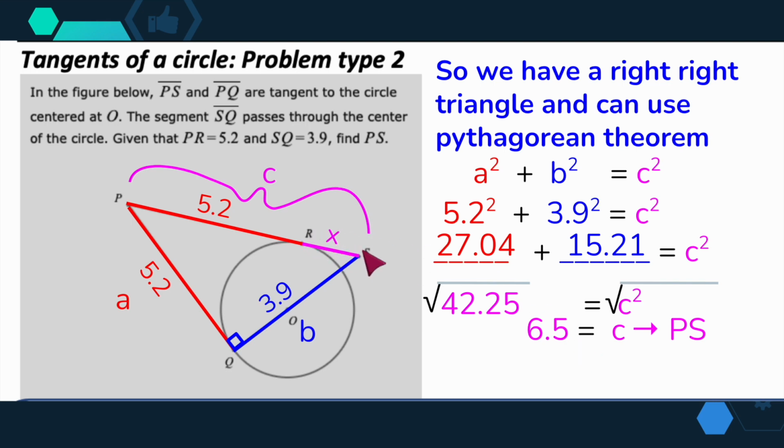Now, I don't really need to know what this one is, SR. If they had asked me, because I have seen them do that, where they just want to know the little piece, I would just have to take this and subtract the 5.2 to find the little piece. But they actually want the entire thing. They want to know what PS is, right? This little piece doesn't really matter. So just pay attention to what they are asking you for, and make sure that you complete the entire problem.